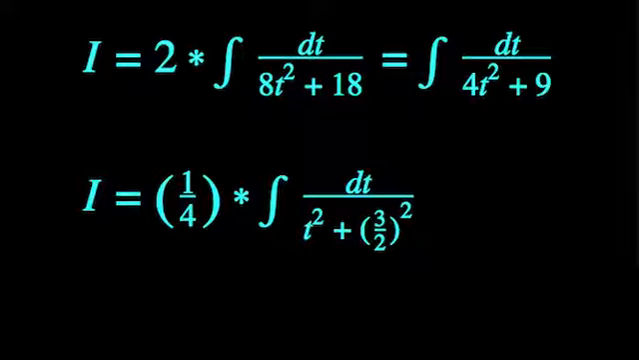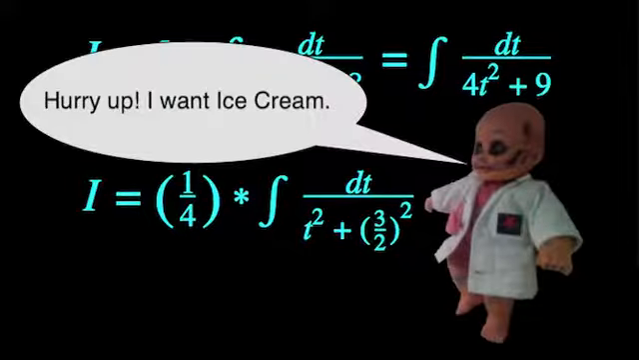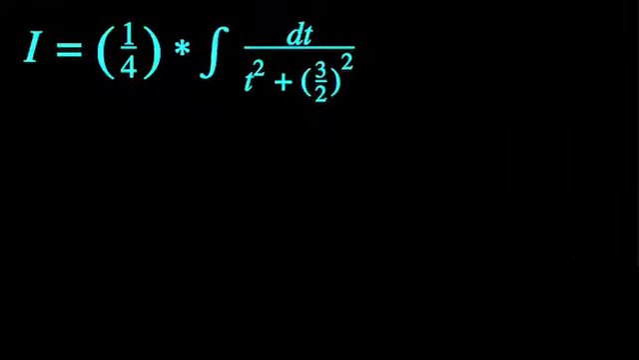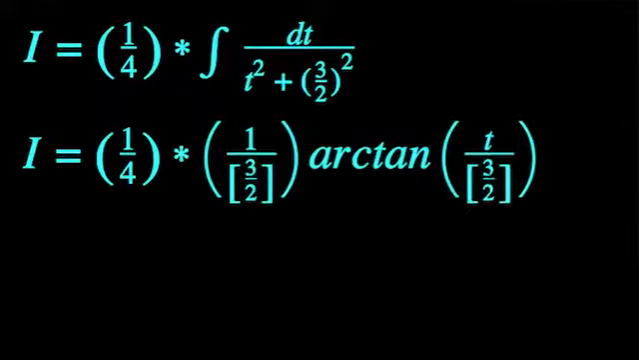Do I really need to show you how to solve this? Residue theorem was in the title, so come on. And we have I equal to a multiple of the arctangent function of t divided by 3/2.